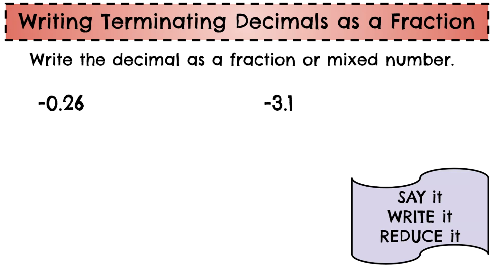We can write terminating decimals as fractions, kind of going the opposite way. Three simple sayings to keep in mind to go from a decimal to a fraction or a mixed number: say it using correct place value, write it, and then reduce it if it can be simplified.